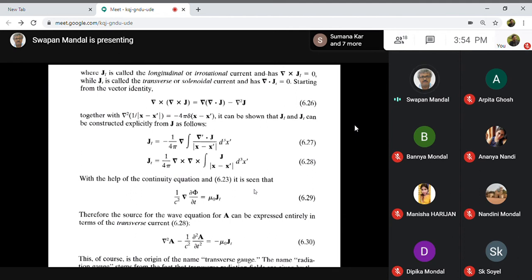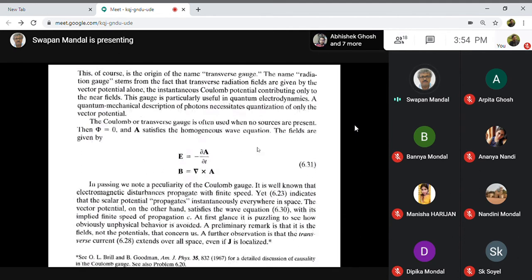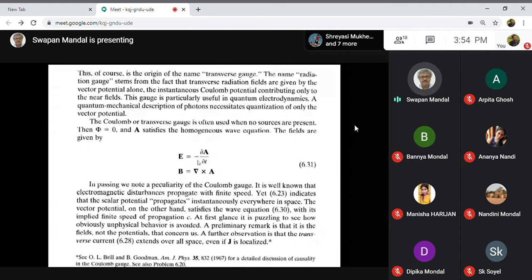Now, under the Coulomb gauge, I have some advantage. What advantage? In the Coulomb gauge condition, one can easily find that phi equal to 0, and therefore E equal to how much? Since phi equal to 0, the term minus gradient of phi will not appear here. However, E equals minus del A del t, and B equals curl of A.